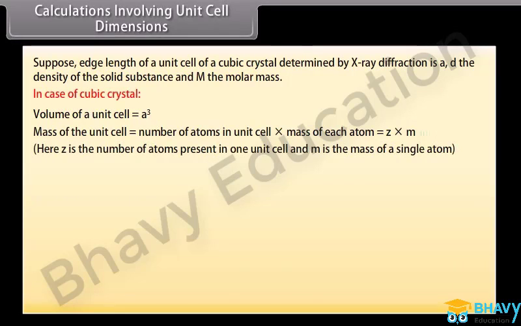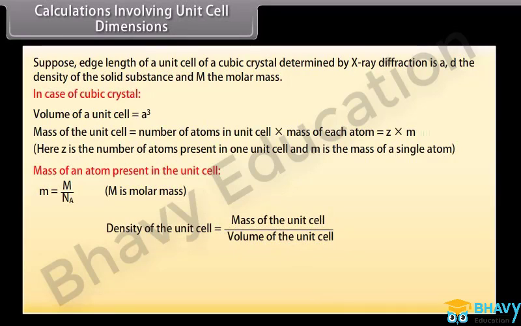Here, Z is the number of atoms present in one unit cell and m is the mass of a single atom. Mass of an atom present in the unit cell, m, is equal to M upon Na, where M is the molar mass. Density of the unit cell is equal to mass of the unit cell upon volume of the unit cell, which is equal to Z times M upon a cubed Na. Or d is equal to Z M upon a cubed Na.